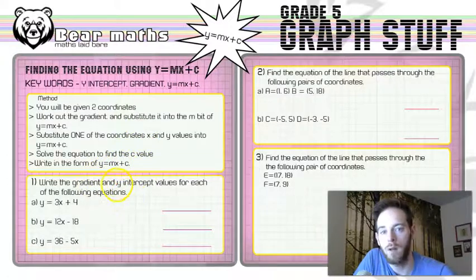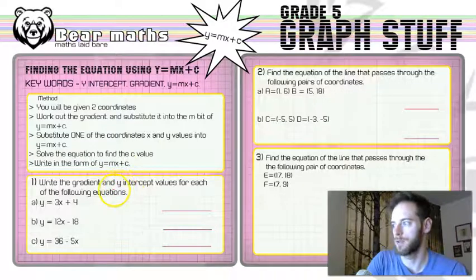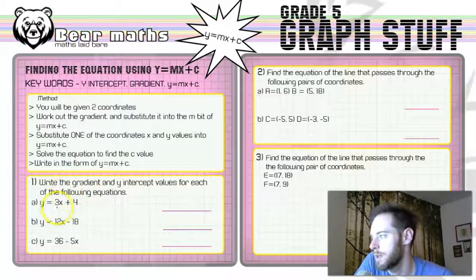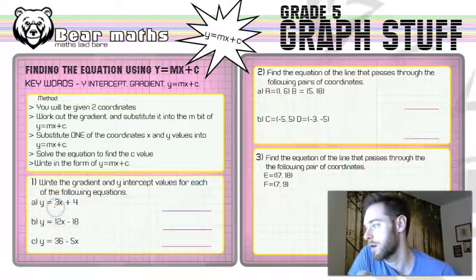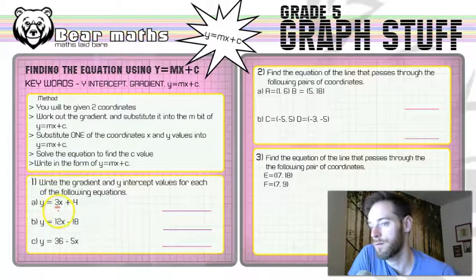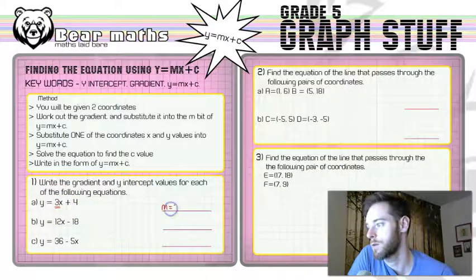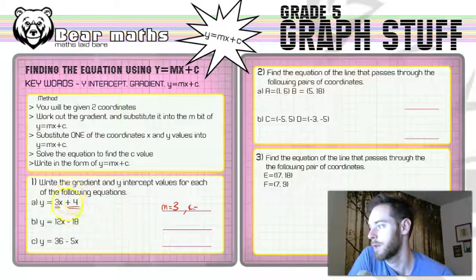Now, in question number 1, I've got a very simple thing for you to do. You basically just have to work out, using the general form of the equation, what the gradient and the y-intercept values are. So that's what it's testing your understanding of. The gradient is the number that's always in front of the x. This is a positive 3, so we label it m equals 3. The c bit of y equals mx plus c is the number on the end, on its own. That's just the 4, positive 4.